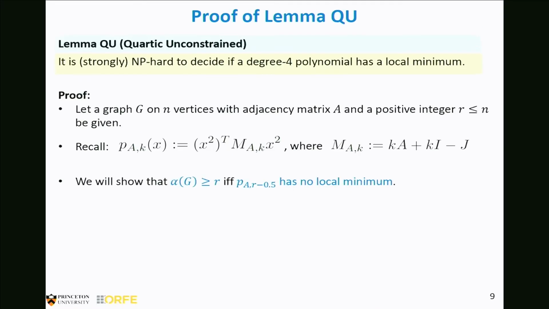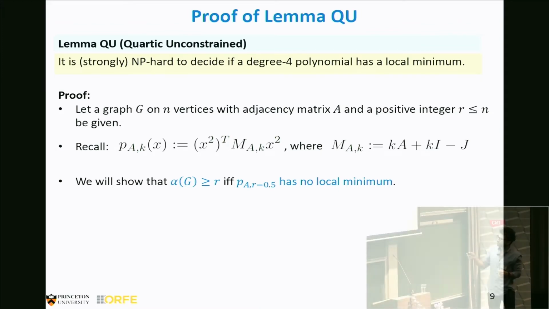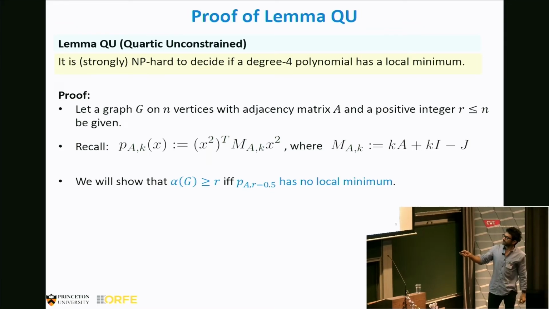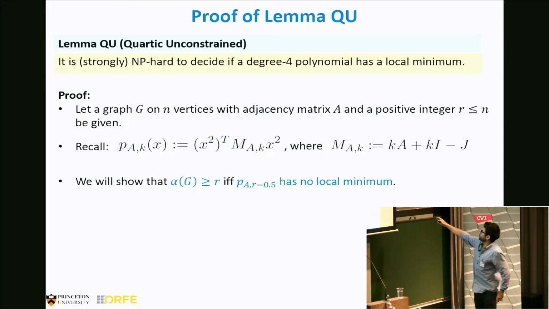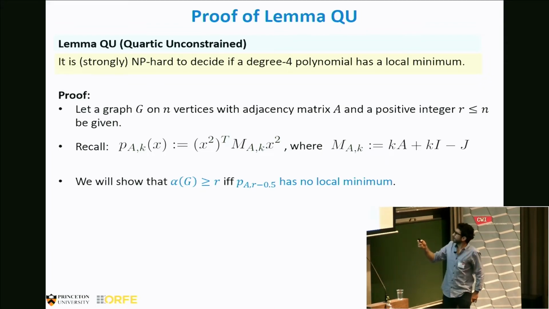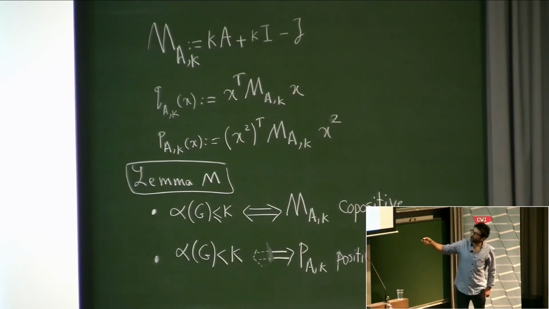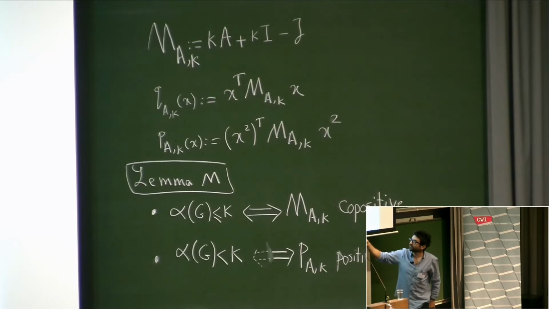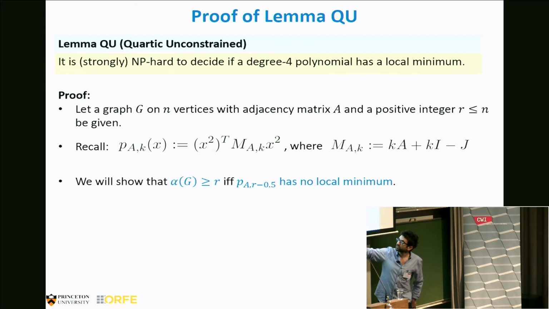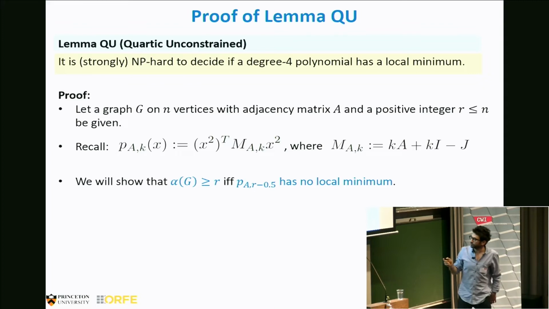All right, so the first lemma we want to prove is that for a quartic, it is NP-hard to test if there is a local min. And this is how we're going to prove it. We're going to show that if you're given a graph G and an integer R, you can test this question, alpha more than R, if and only if this quartic polynomial with k replaced by R minus a half has no local min. So the fact that I'm subtracting a half is not important. You can subtract any other rational number you want less than 1, but it is important that you subtract something, and this will become hopefully clear.